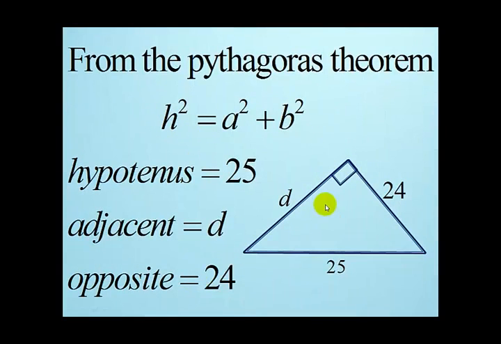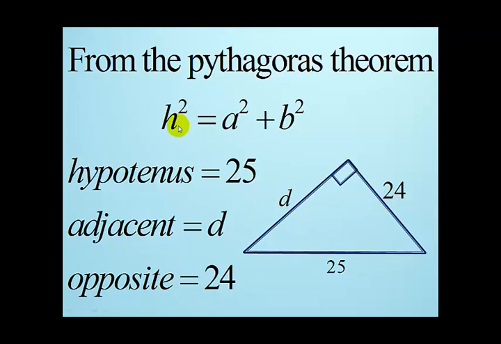Now, when we consider the second diagram, it's a right angle triangle. This is our 90 degrees angle, and the side 25 is opposite to the 90 degrees angle. That's our hypotenuse, and we are given the other two sides. So let the hypotenuse be 25, the longest side from the diagram. Let the adjacent be D, and let the opposite side be 24.